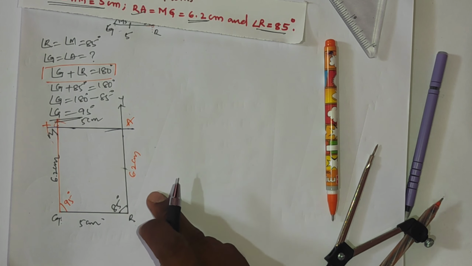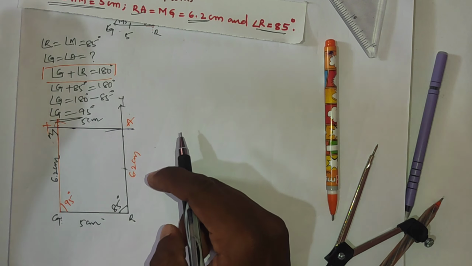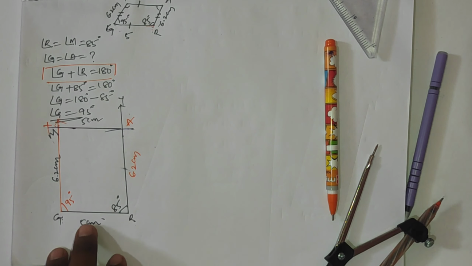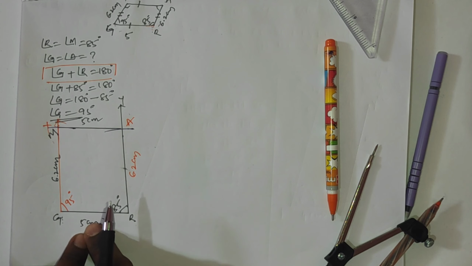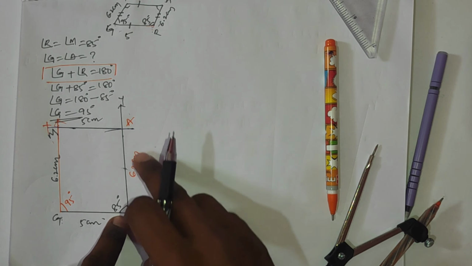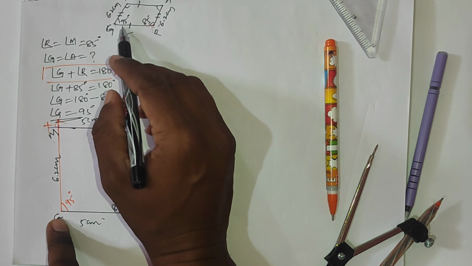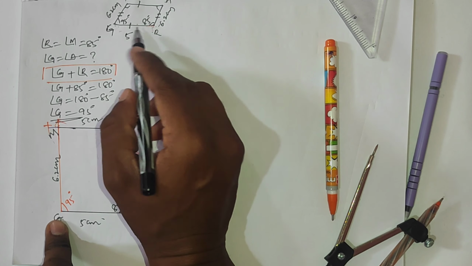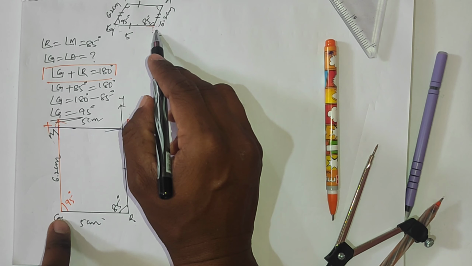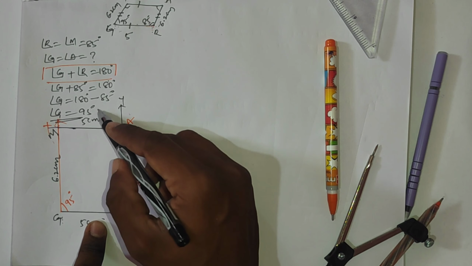Okay, so we know that opposites are parallel and equal in length. So once again we'll see here. What is given: base GR is equal to 5 centimeters and angle R is given as 85 degrees, but we don't know angle G. So we know that in a parallelogram, the consecutive angles are supplementary. That is, angle G plus angle R is equal to 180 degrees. With that, we got angle G is equal to 95 degrees.